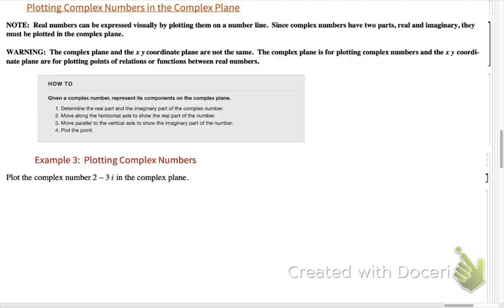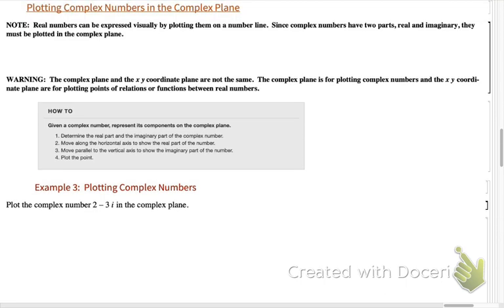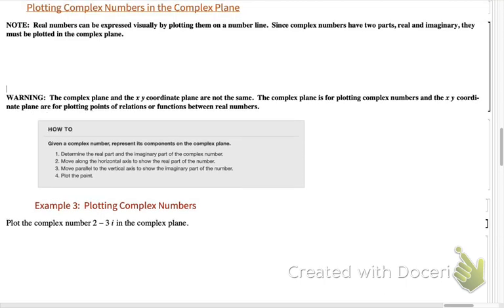Now, the next thing we're going to do is talk about plotting complex numbers in what's called the complex plane. So, note at the top, real numbers can be expressed visually by plotting them on a number line, but since complex numbers have two parts, real and imaginary, they must be plotted in what's called the complex plane, right?